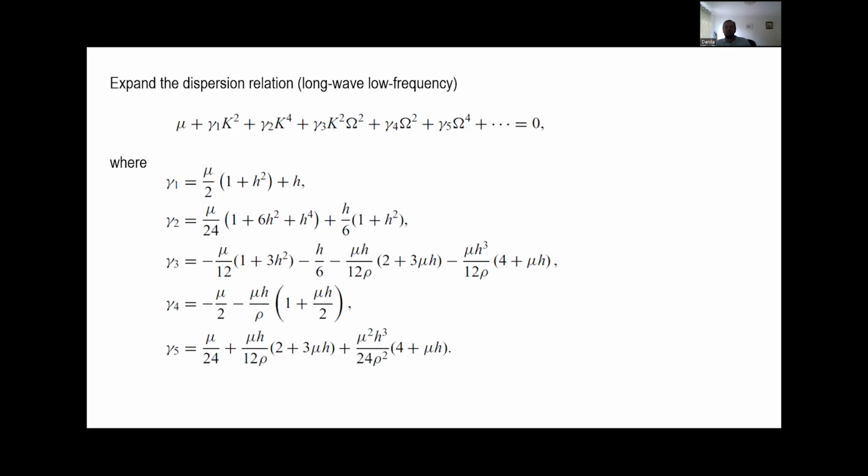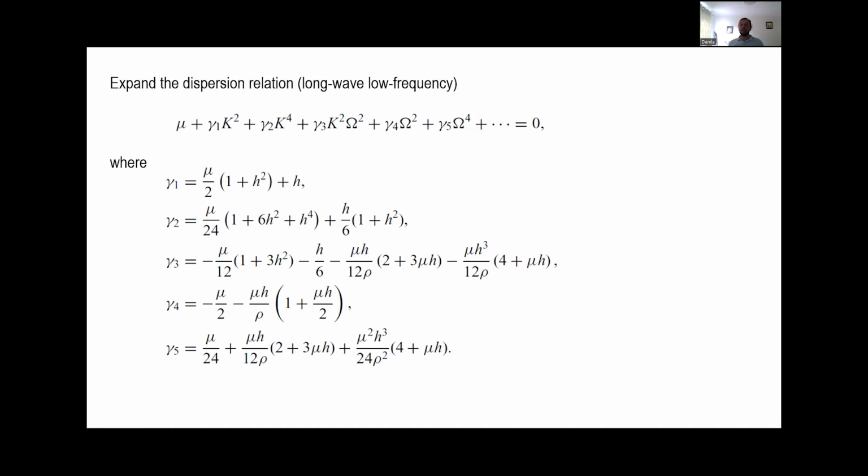Just as Taylor series, you can expand all these hyperbolic functions in the vicinity of omega small and k small. So it's a long wave low frequency approximation. And so this will be replaced by a polynomial. And these quantities, the gammas, are involving all of these ratios. So ratios of stiffnesses, thickness, and density. So all of them are mixed together here.